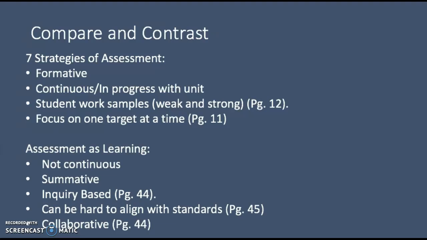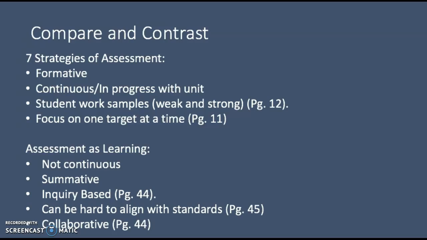So to compare and contrast the two texts for this module, in the 7 strategies of assessment for learning, I felt like that was a more formative assessment. I also felt like it was more continuous or in progress with the unit, meaning that you're continuously assessing and having students reflect as the unit goes on. So through short quizzes, exit slips, discussion, and student reflection.